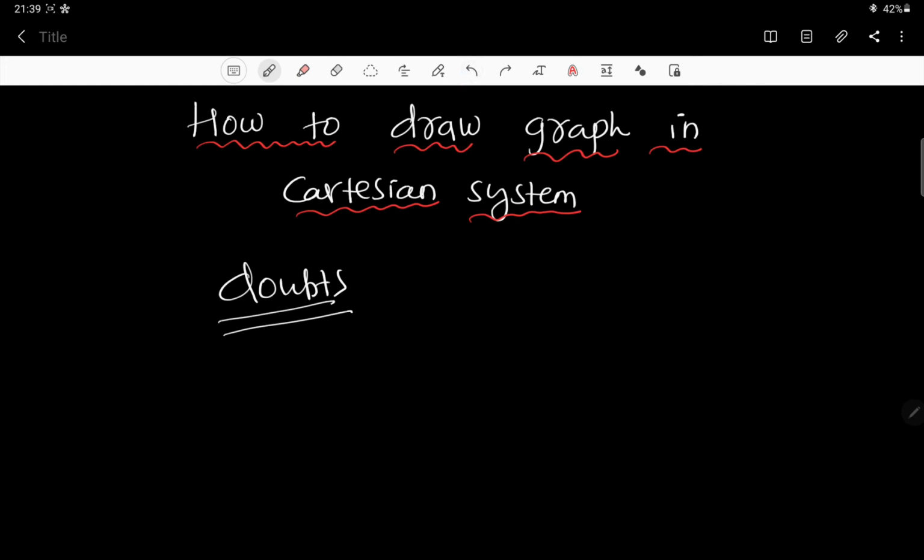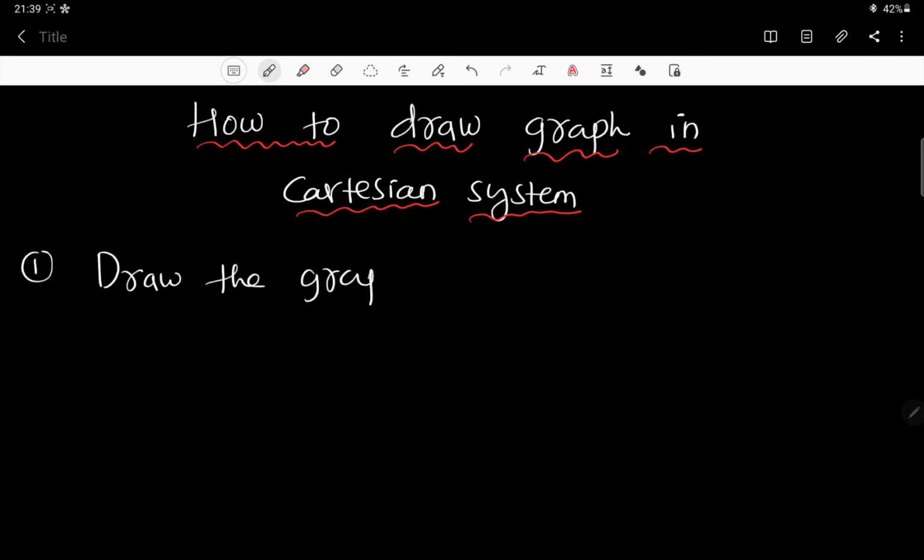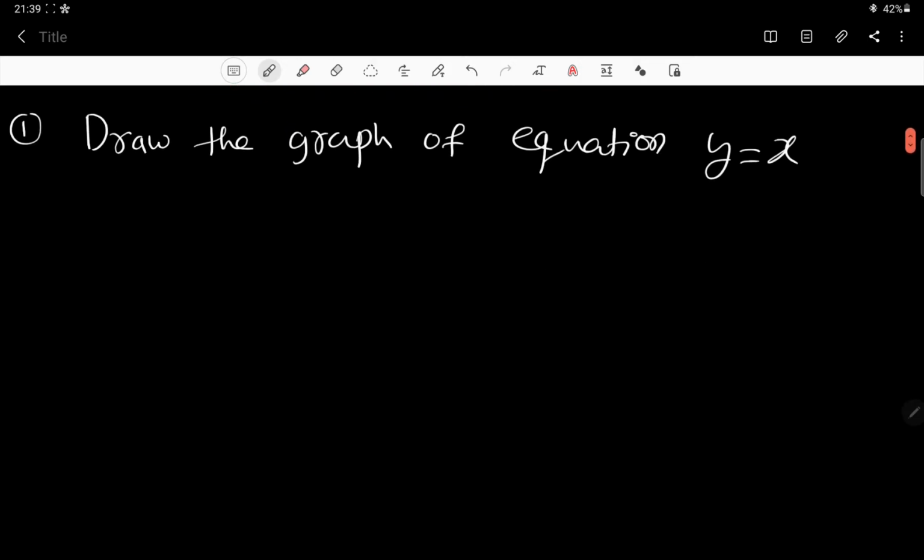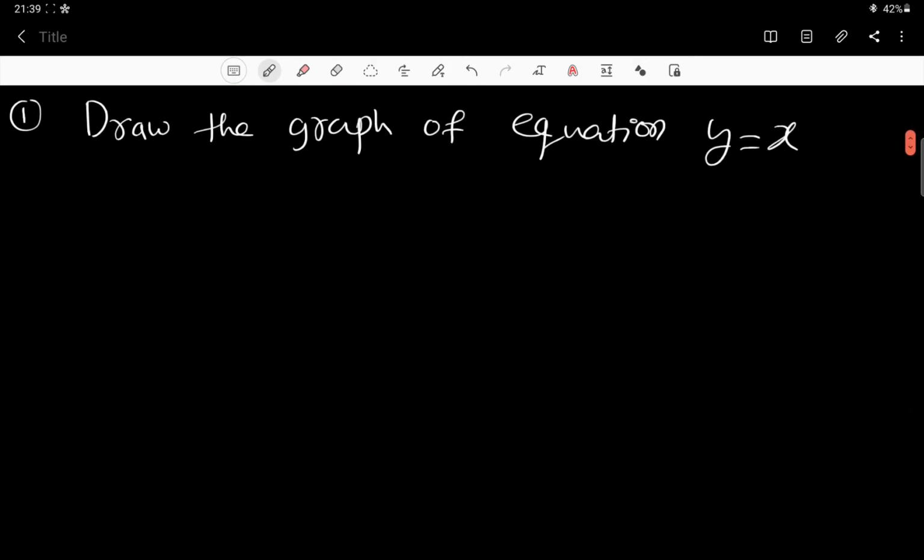All right, anyway, let us see the doubt question which has been sent: how to draw the graph. The first question is like this: draw the graph of the equation y is equal to x. It's quite simple, no? Look at this question: draw the graph of y is equal to x.